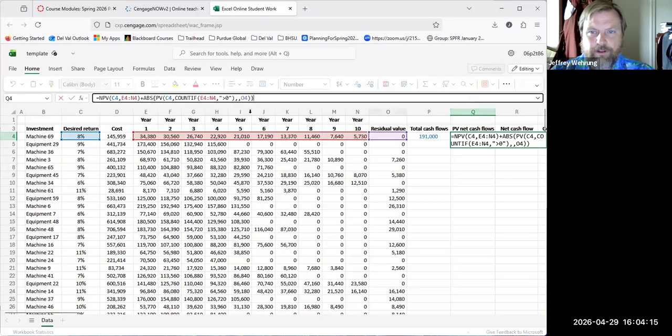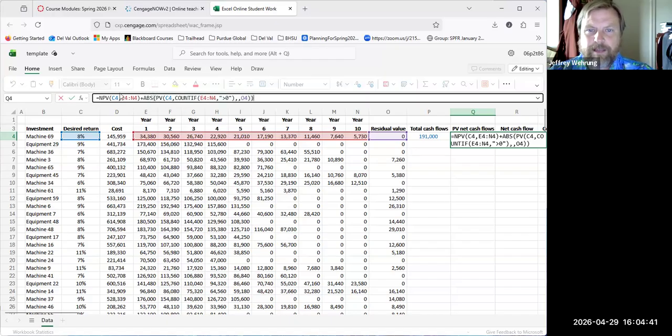Now, you will notice that my residual is 0. So this is going to be the same as just my net present value of the first 10 years because my residual is 0. But in later years where I have a residual, they won't be the same, right? So this part, the absolute value of present value of all this, is just calculating the residual's value right now. And you have to use the absolute value.